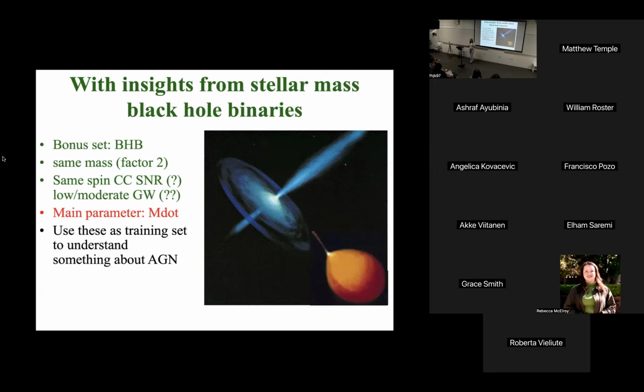And we get a bonus set. The universe has actually been kind to us. The stellar mass black hole binaries in our own galaxies give us a nice little training set on what accretion looks like onto a 10 solar mass black hole, roughly. They're all within a factor of 2 of the same mass because they all arise from core collapse supernovae. And maybe they all have similar spins because of that. So really, in the stellar mass black holes, there's only 1 parameter, and that's mass accretion rate. And so we can use these as a training set.